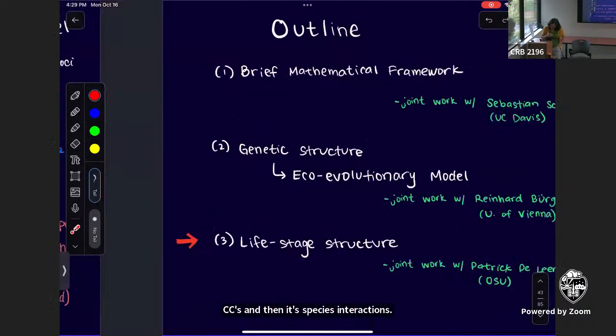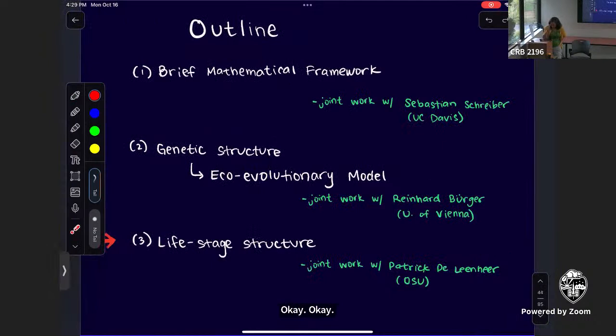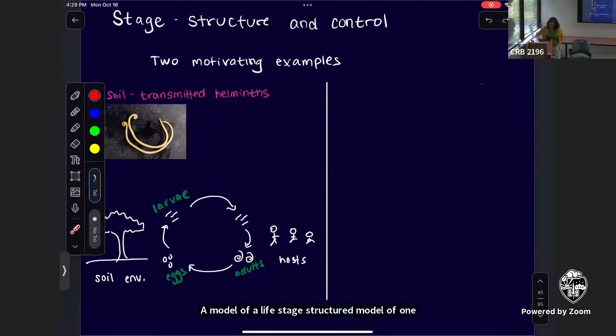Okay. Good. So in the last part of my talk, I'll talk about a model of a life stage structured model of a single species at a time. This is work motivated by two examples of systems that I've been thinking about. And they're the ones that I presented at the beginning of my talk.